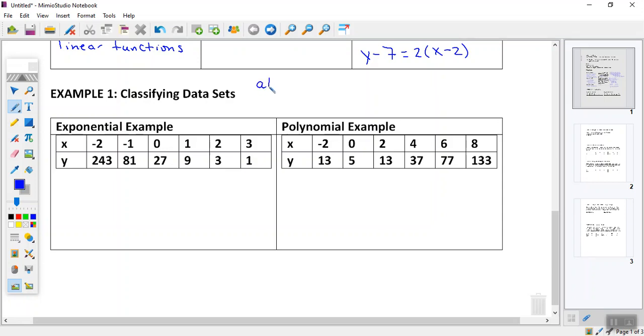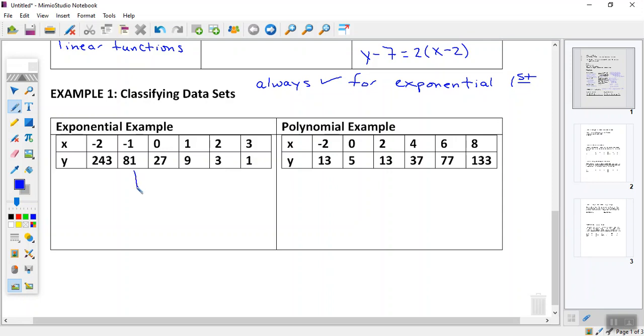Always check for exponentials first. Either you're going to have a common ratio or you aren't. Check this out, kids. I should back up here. Are all the x values equally spaced to begin with? That's a key thing. The x values have to be equally spaced.